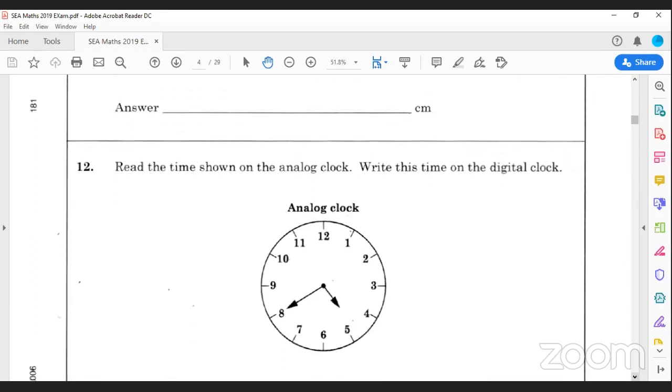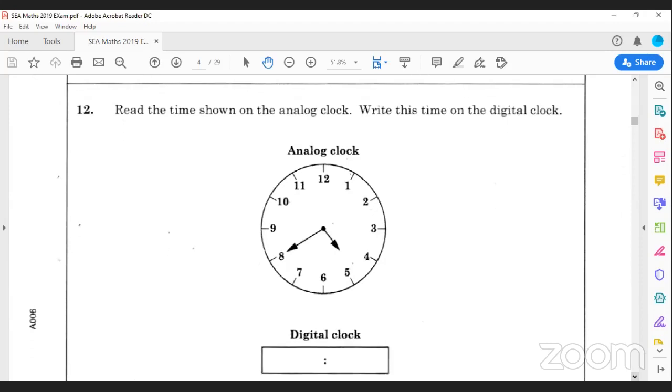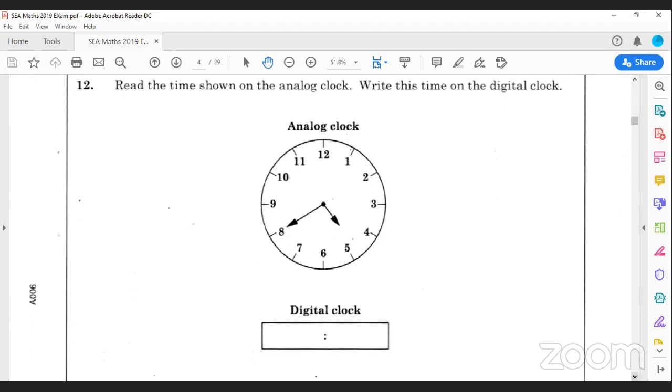Read the time shown on the analog clock. Write this time on the digital clock. So that's what we're going to do. Hope you're seeing it clearly. So what time is it here? Let's look at it. This is my long hand, for those who can't tell. And this is my short hand. Looking at this, I can see it's 20 minutes before 5 o'clock, or 40 minutes after 4 o'clock. I can see that, but let's work it out together.